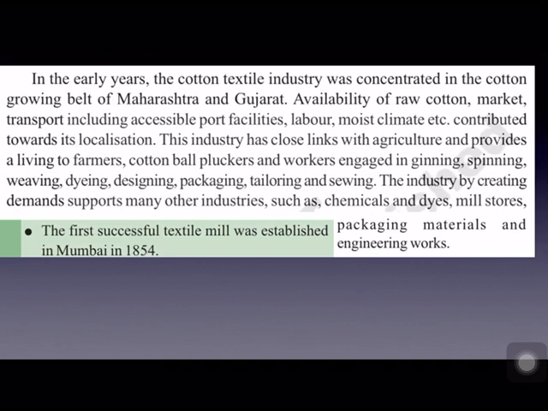Some part of Gujarat and a large part of Maharashtra have black cotton soils, which are suitable for growing cotton. So raw cotton is available, and good markets are available within the country and also from outside the country. Transport facilities are available because Maharashtra and Gujarat are connected by roadways, railways and airways with all the other parts of the country. Mainly they have seaports. In Maharashtra, Mumbai is the important seaport and is connected to all the international seaports. In the same way, in Gujarat the main seaport is Kandla, which is also connected to internal and international airports.